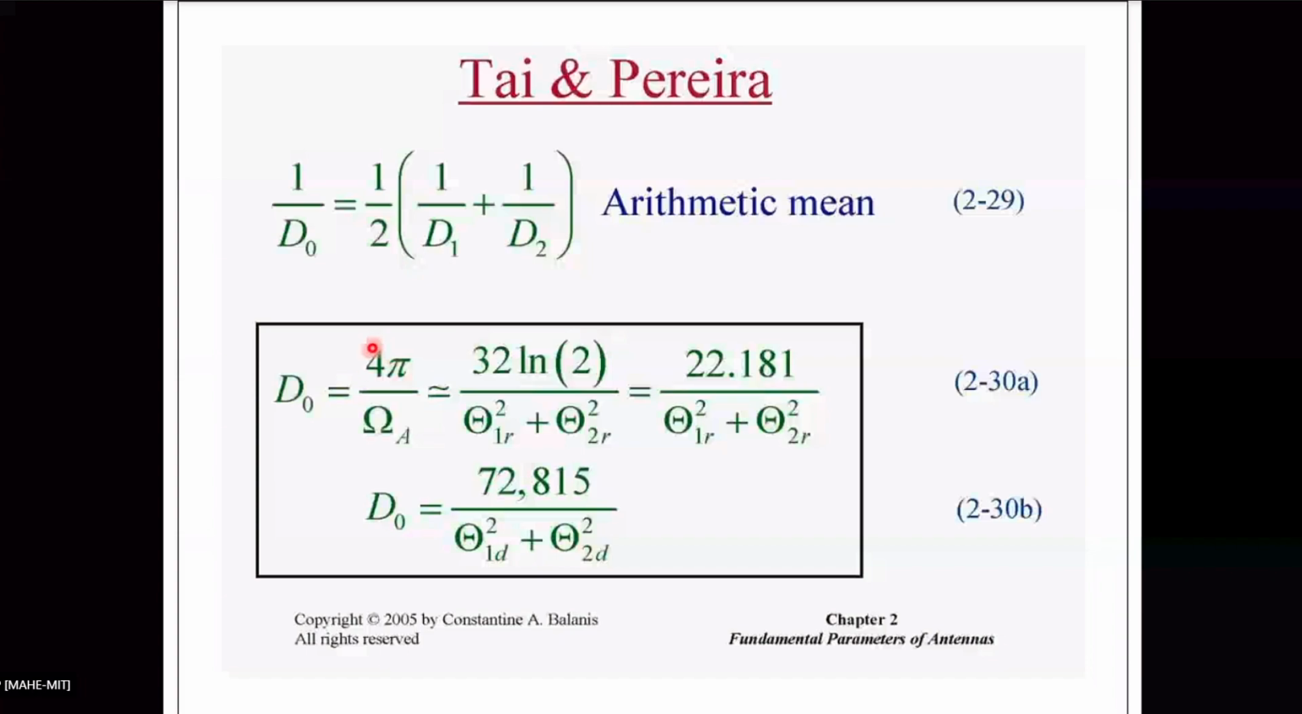So this is the exact formula. This is the approximate formula. This is called the Tai and Pereira formula. Have you got it? Yes, sir. Can I go to the next slide? Yes, sir. So there are three formulas. One is the exact formula, one is the cross formula, and one is the Tai and Pereira formula.